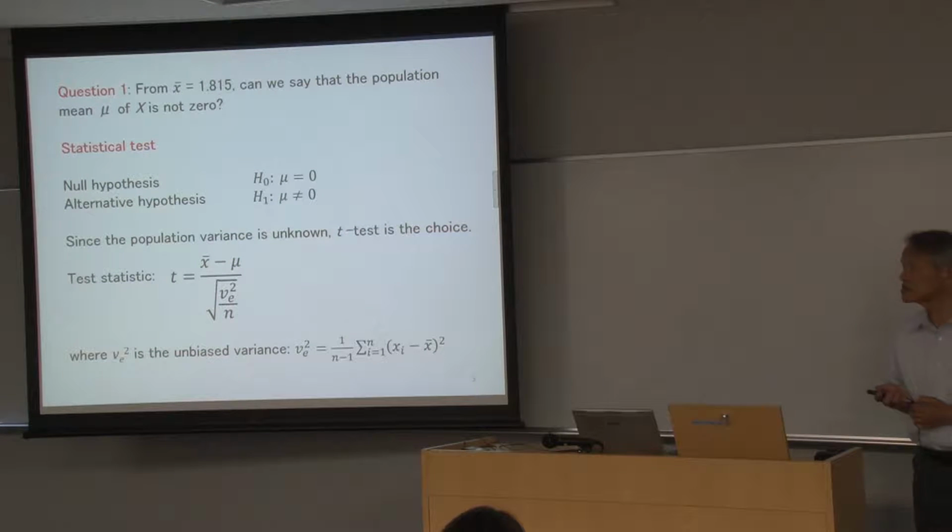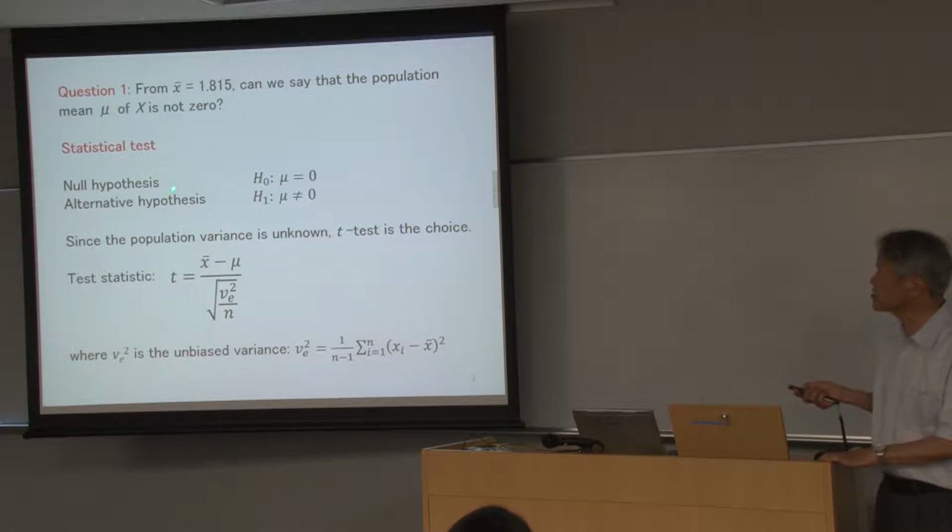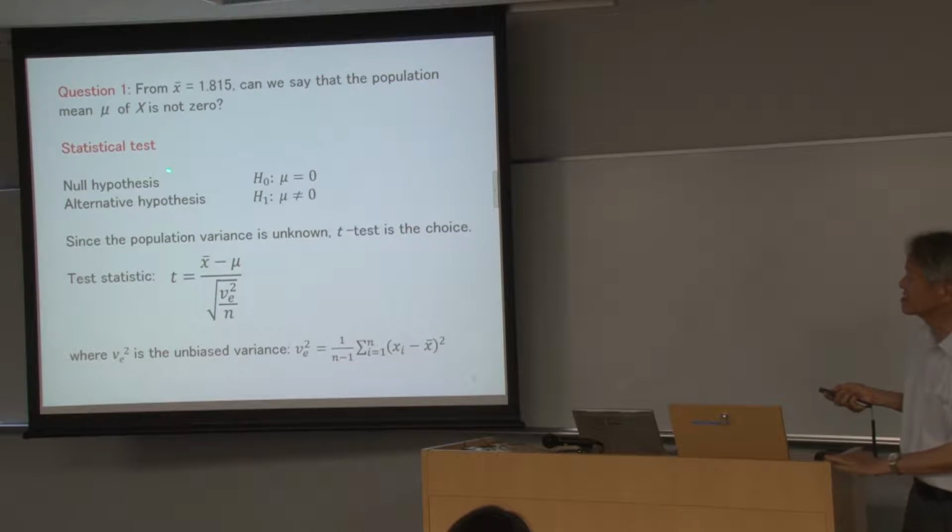This is a question. So in order to answer this question, we have to carry out a statistical test. We set these hypotheses. One is the null hypothesis, denoted H0: the population mean is 0. And the alternative hypothesis, H1, is that mu is not 0.